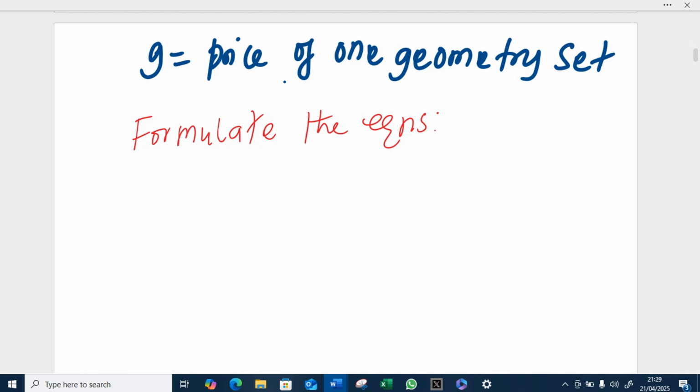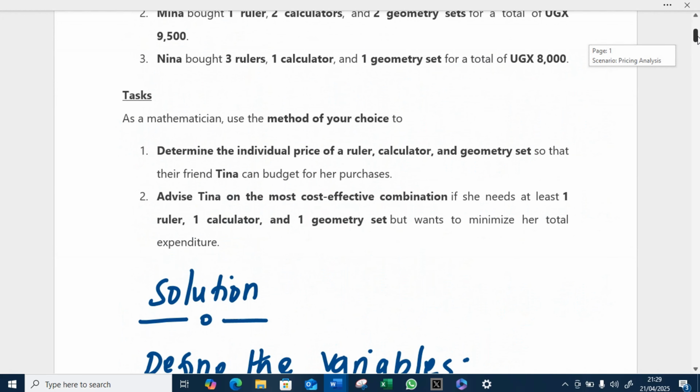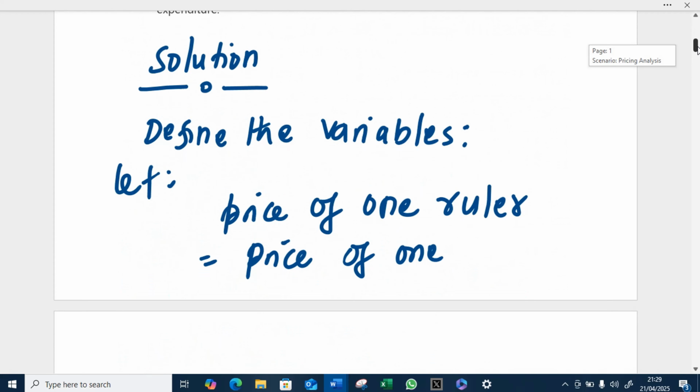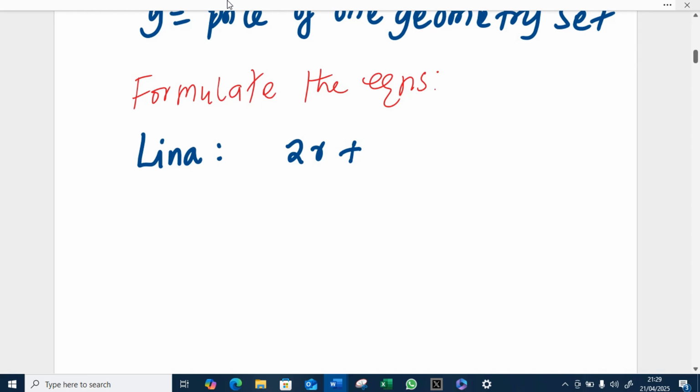Let's begin with Lina. Lina first of all bought 2 rulers, so that will be 2R, plus, according to what we have here, Lina bought 1 calculator. So let's put 1C. So we have C plus what else? We have 3 geometry sets, 3G. And then the total cost for all these items was 10,000.